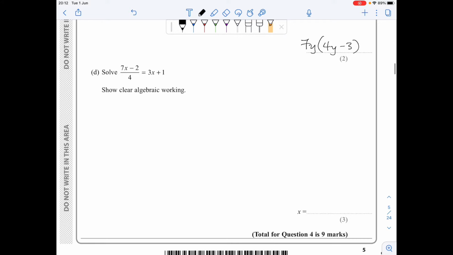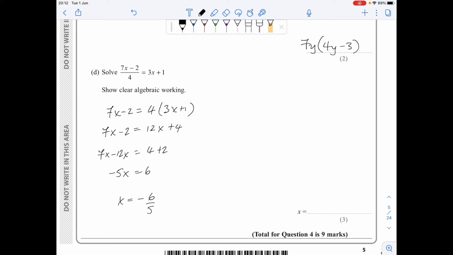And finally, in part D, 7x minus 2 equals 4 times (3x plus 1). So 7x minus 2 equals 12x plus 4. 7x minus 12x equals 4 plus 2. So minus 5x equals 6. So x is minus 6 over 5.